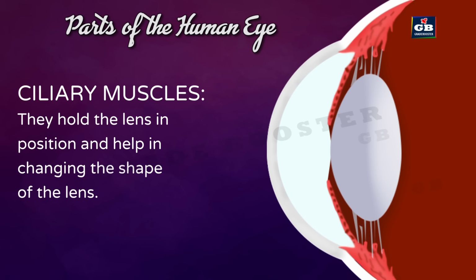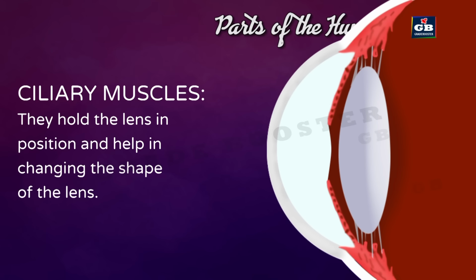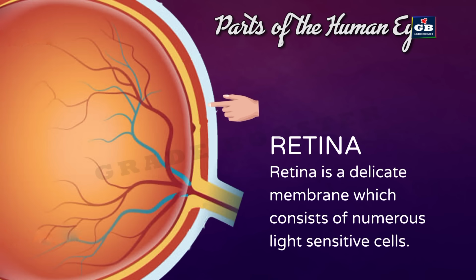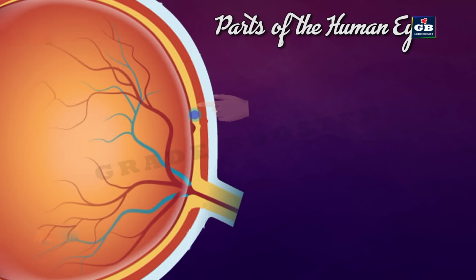Next, retina. Retina is a delicate membrane which consists of numerous light-sensitive cells. It acts like a screen. The light that enters our eye gets cast on this screen-like structure called the retina. The cells in the retina are light-sensitive cells. They get activated when light falls on them, and these light signals are converted to electrical signals. That means the retina converts the light into electrical signals.